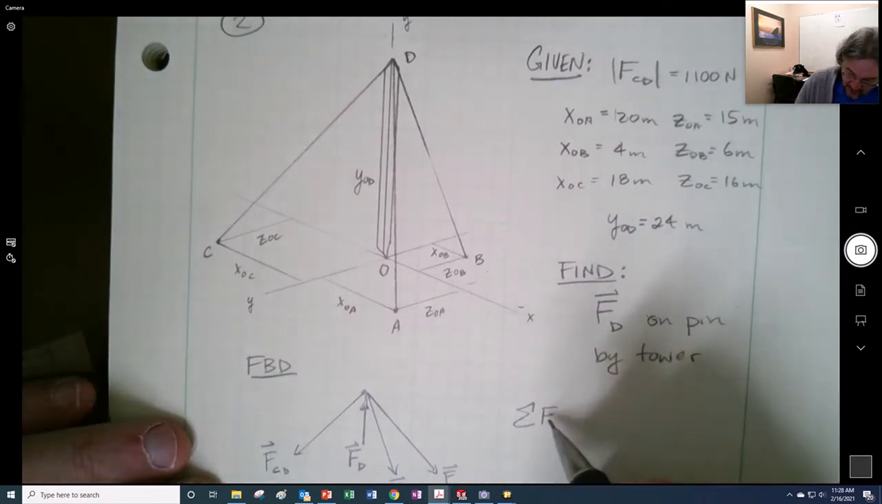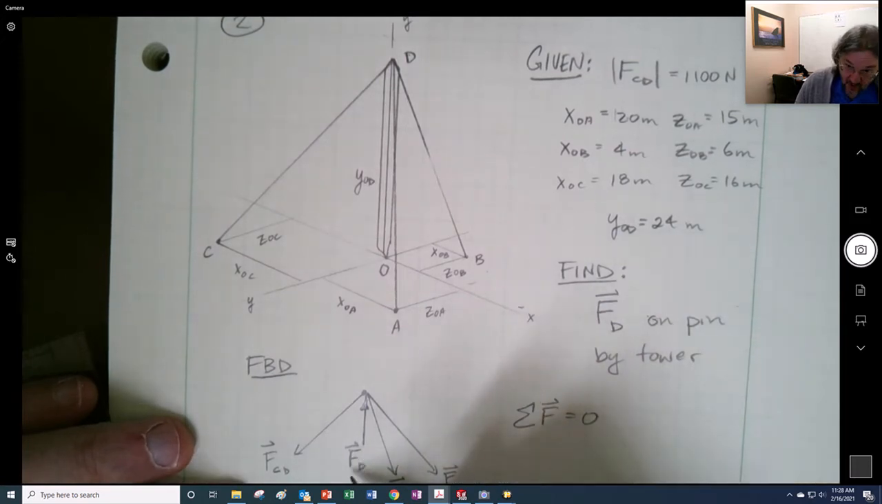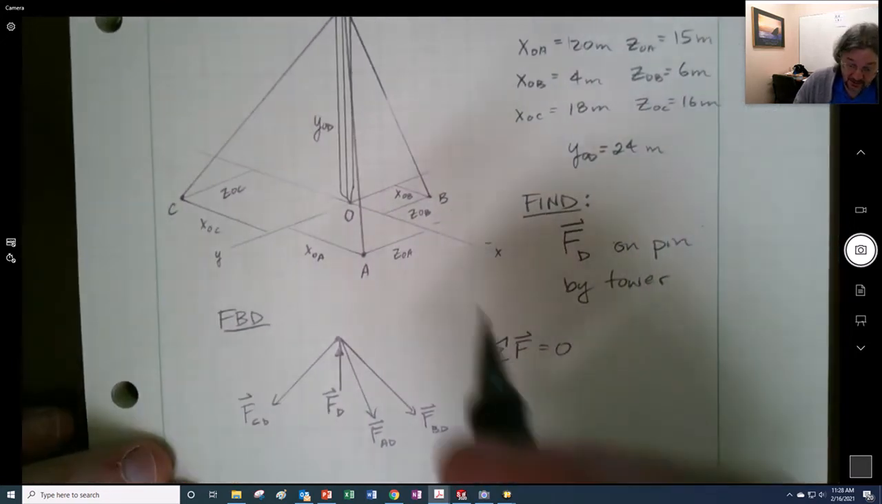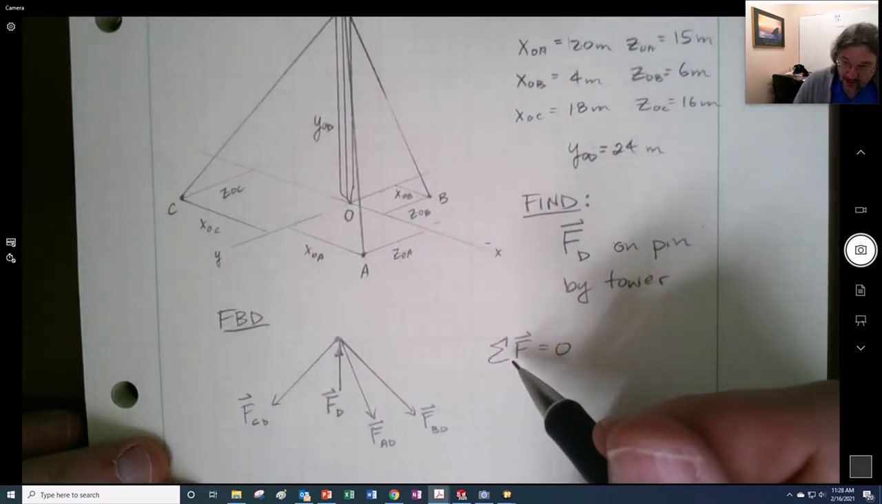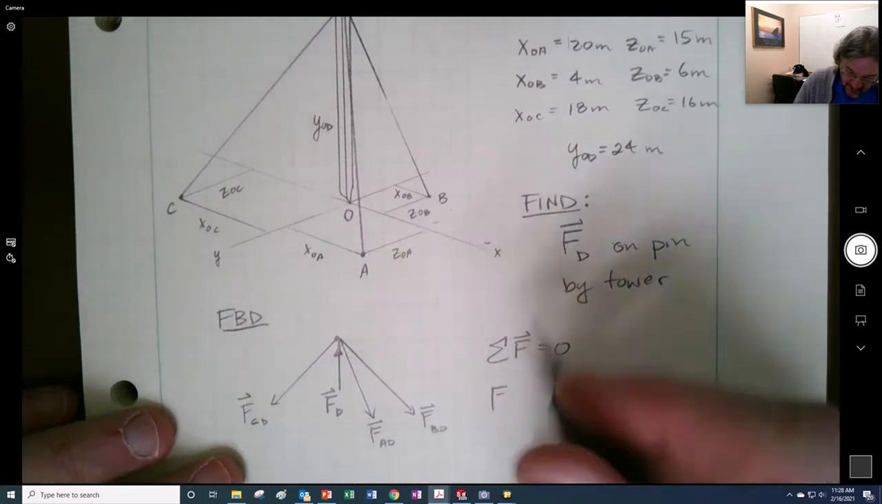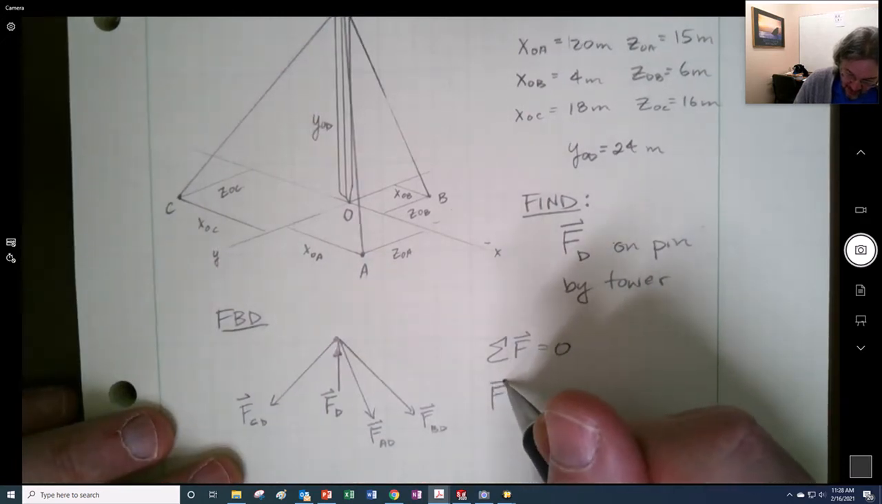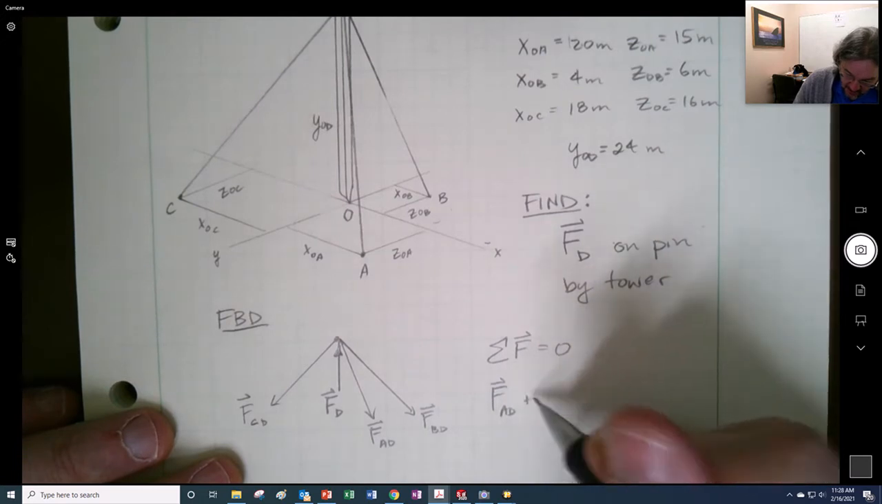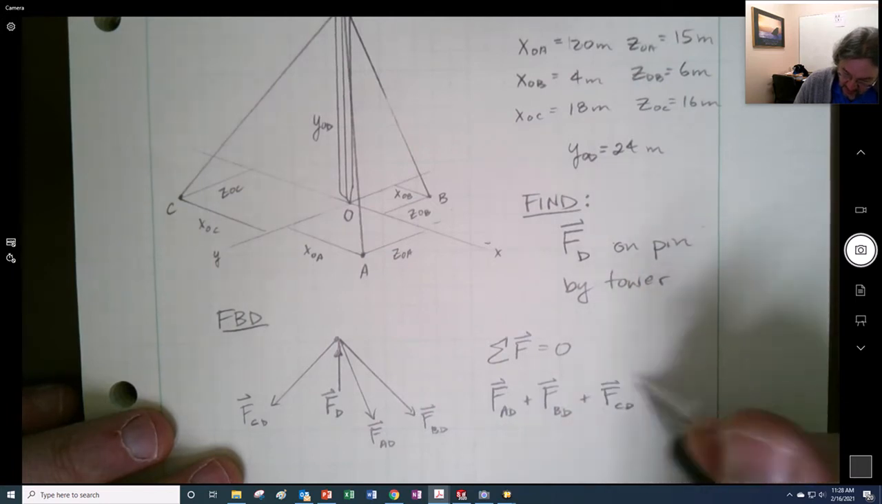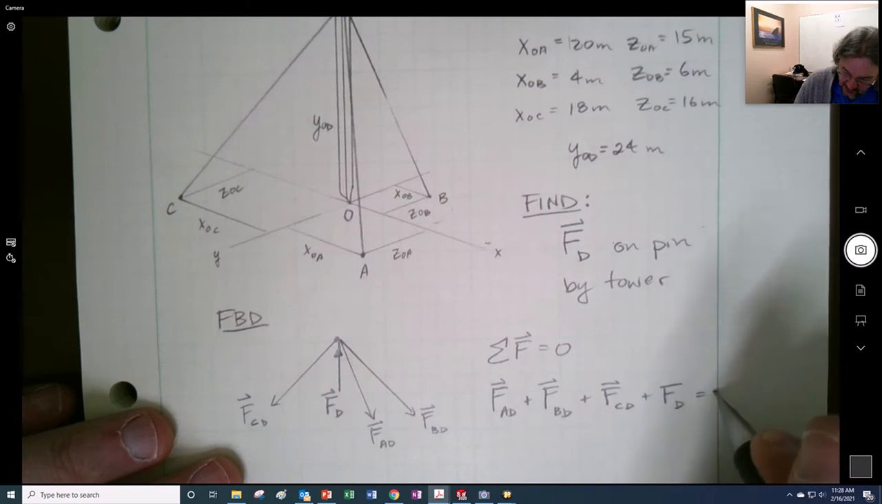And the sum of the forces as a vector has to equal 0. So I might sometimes call that an R as a reaction, not as a resultant. Remember, try to keep that reaction and resultant idea down. Right here, we're finding reactions in this case, because we're doing equilibrium. So we would write out, don't worry about signs yet because we're going to keep those within the vector. I will go alphabetical here: F_AD plus F_BD plus F_CD plus F_D is equal to 0.